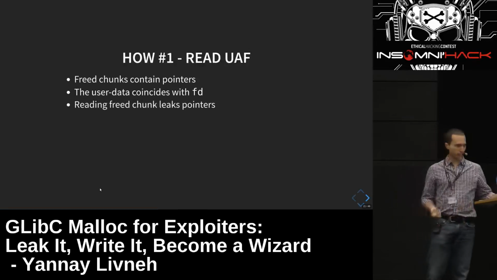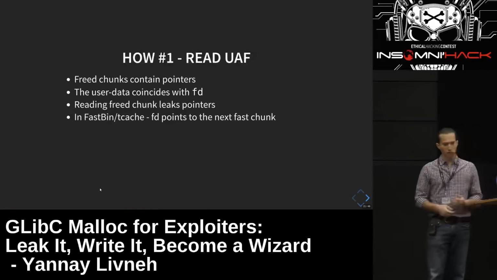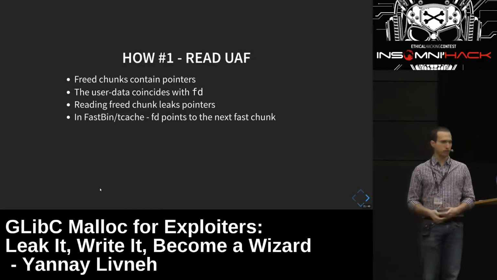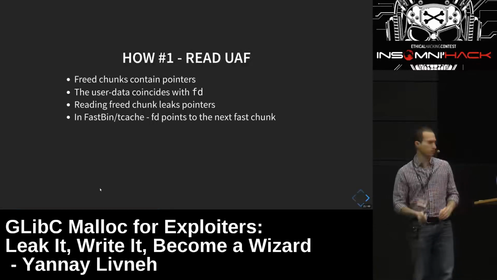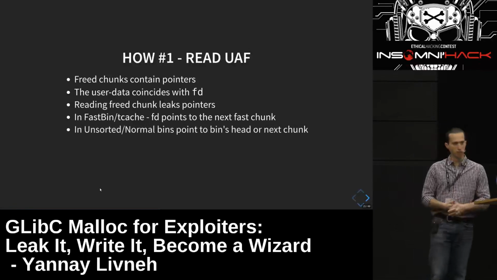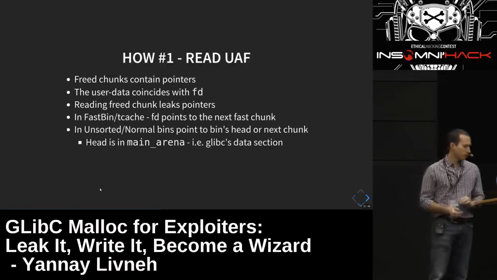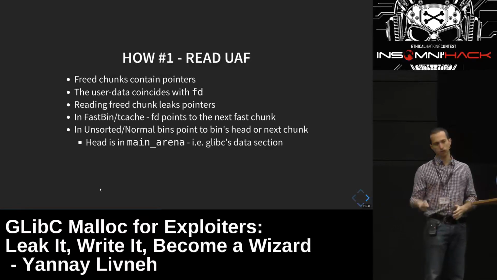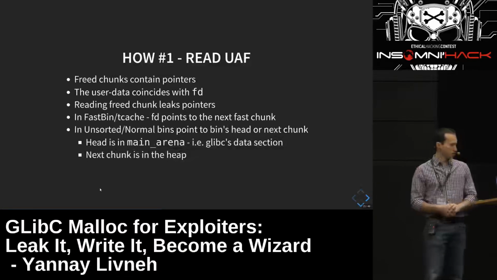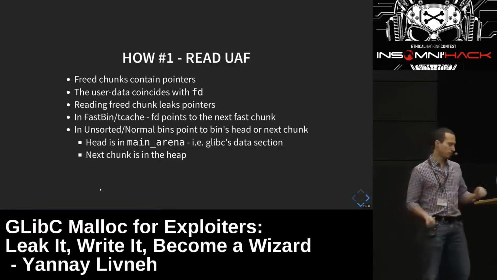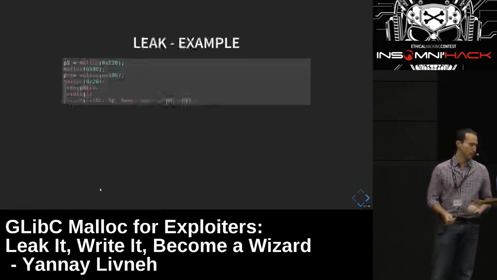So if you can read free chunks, you're basically leaking pointers. If you read free chunks that are in the fast bin or in the Tcache, you're reading pointers to the heap, as we said. And if you're reading chunks that are in the unsorted or in the normal bins, you either read pointers to the main arena, to the GLibC data section, or you're reading the next chunk in the heap. So you can also leak the heap in this way. And let's see an example.